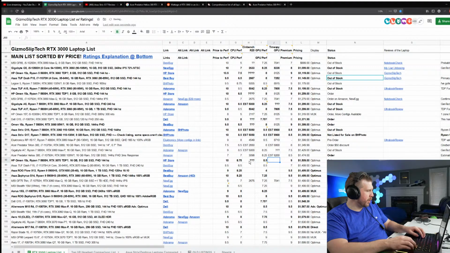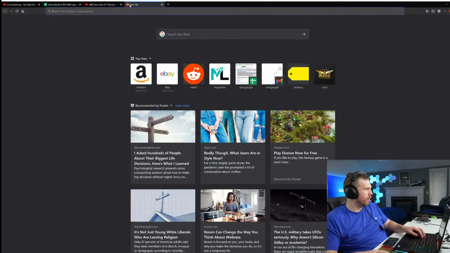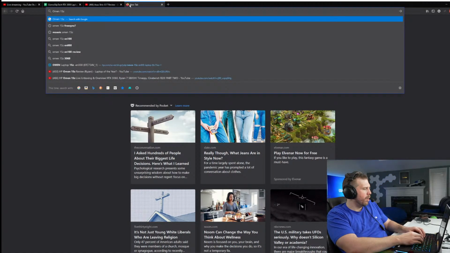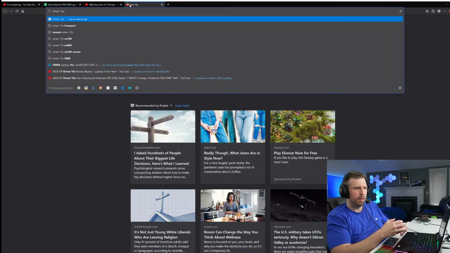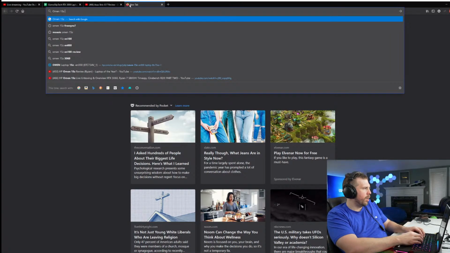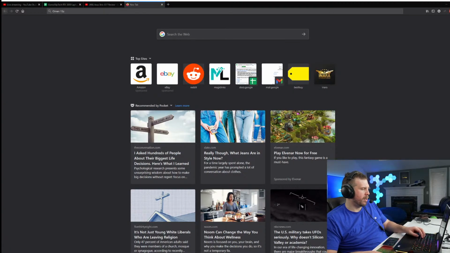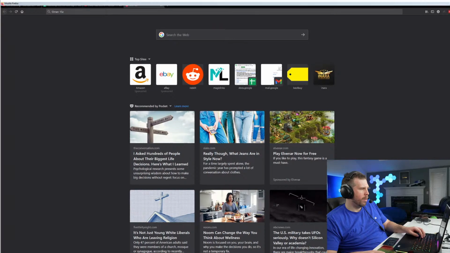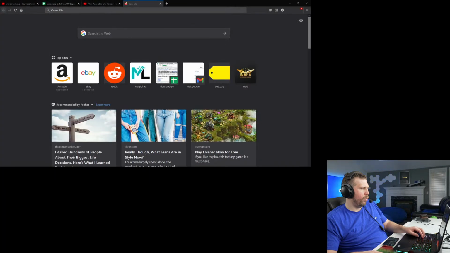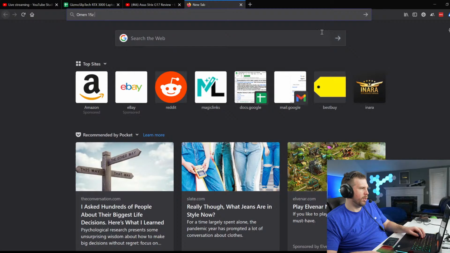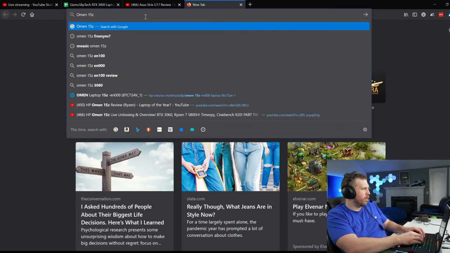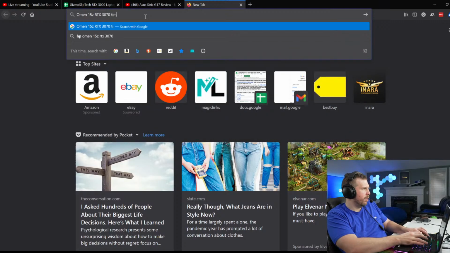Okay, so that's question mark still. I'm going to go back and update that. Omen 15Z. We're looking at, oh, you know what I can probably do? This will probably help the viewing experience for you guys. I can make the text a little bit bigger. Okay, hopefully that doesn't mess up the stream. This will make it easier for you guys to read what I'm typing. Omen 15Z, RTX 3070, Timespy.